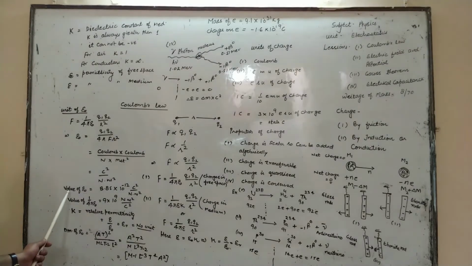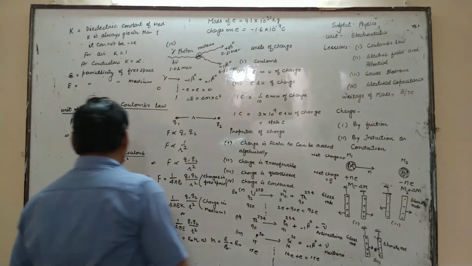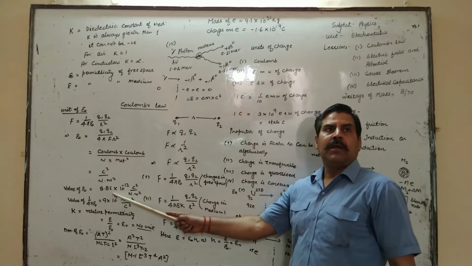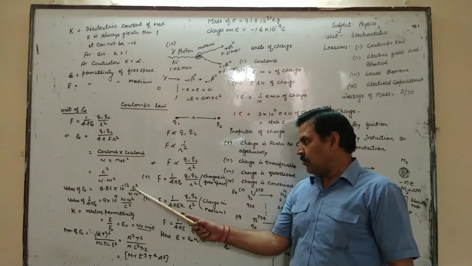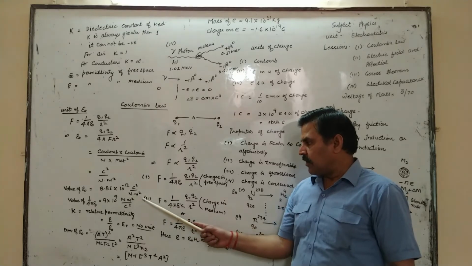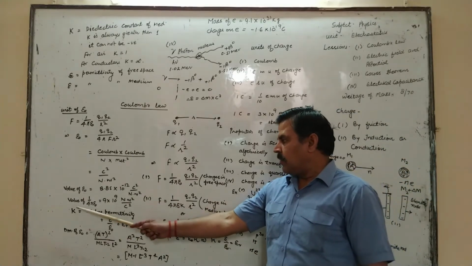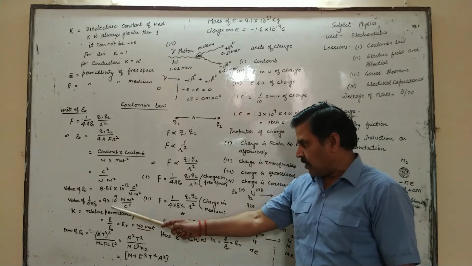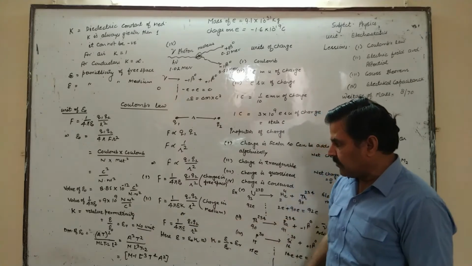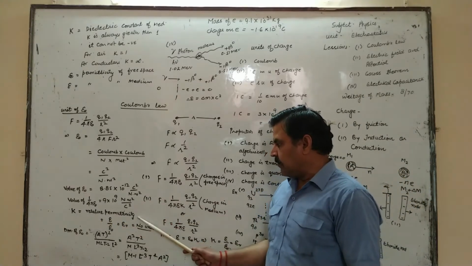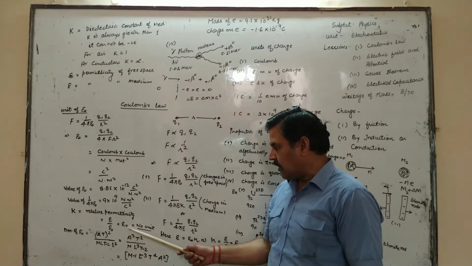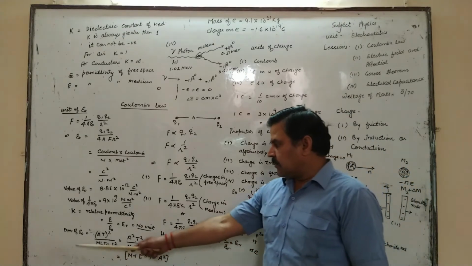The numerical value of epsilon naught is 8.85 into 10 to the power minus 12. Remember, 8.85 into 10 to the power minus 12 coulomb square upon Newton meter square. The value of 1 upon 4 pi epsilon naught is equal to 9 into 10 to the power 9 Newton meter square per coulomb square. K is called relative permittivity. I told you earlier, epsilon upon epsilon naught, no unit. Now the dimension of epsilon naught.